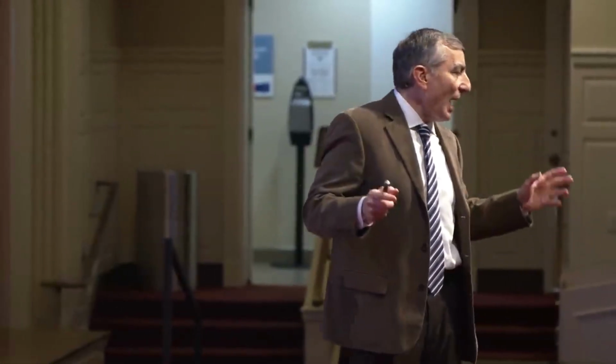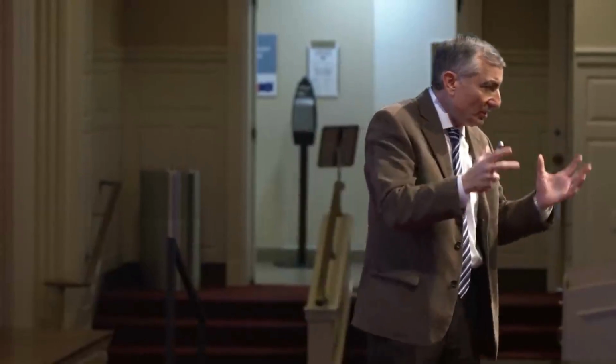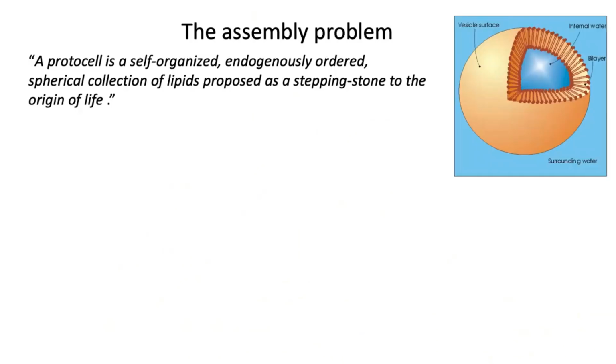Now you have to assemble it. So say we had the molecules, how can you get them to assemble? So here's the assembly experiments. A protocell is a self-organized, endogenously ordered spherical collection of lipids proposed as a stepping stone to origin of life. So that's what a protocell is.